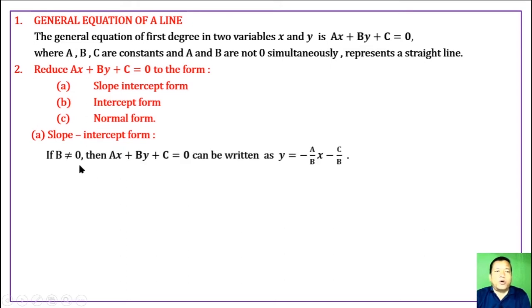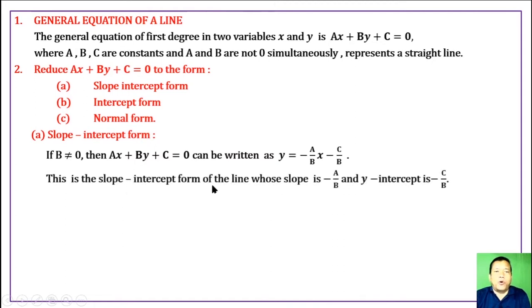If b does not equal 0, then ax plus by plus c equal to 0 can be written as y equal to minus a by b times x minus c by b. This is the slope intercept form of the line whose slope is minus the coefficient of x, that is minus a by b, and the y intercept is minus c by b, which is in the form y equal to mx plus c.